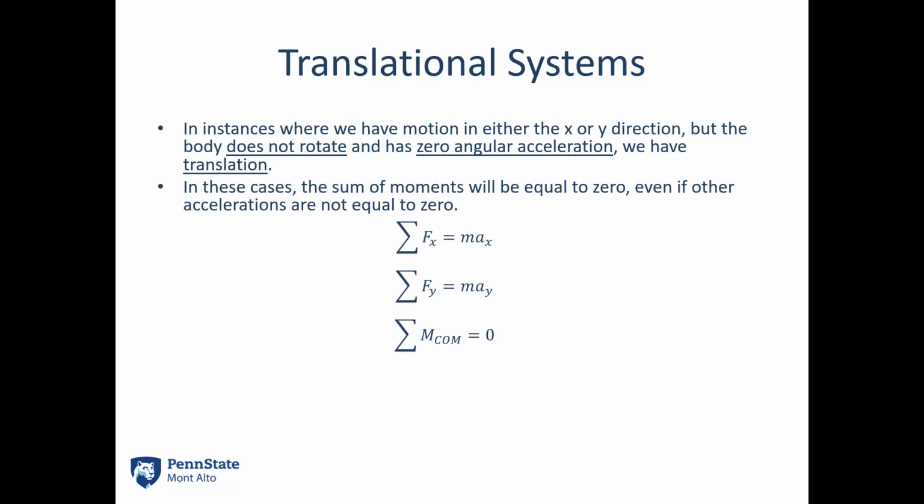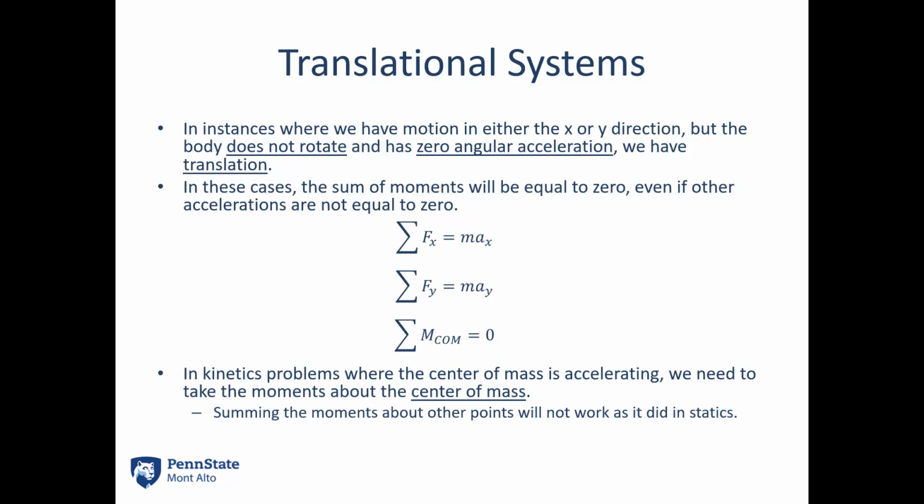In that case, in a 2D system, we can break our force into x and y components. So the sum of forces in the x equals mass times acceleration in the x. The sum of forces in the y is equal to mass times acceleration in the y. And the sum of moments about the center of mass is going to be equal to 0.